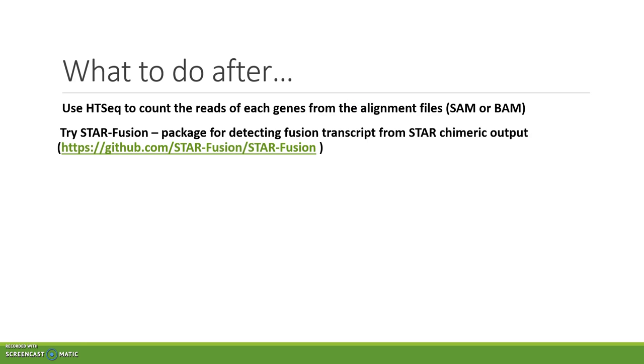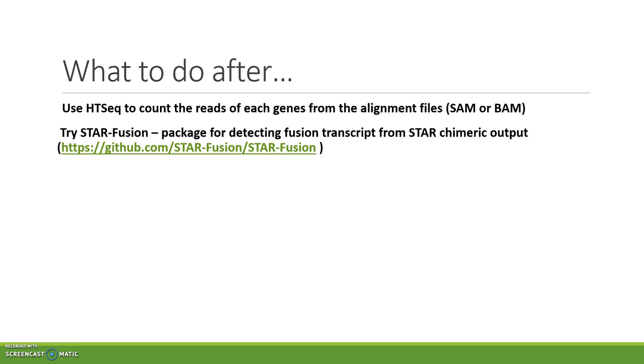So it's very important to look at the summary file and to see if you are able to trust the alignment output. If you feel comfortable with the alignment file, you can perhaps then use htseq to count the reads of each gene from the alignment files. Or you can also try STAR-Fusion, which is a package for detecting fusion transcripts from STAR chimeric output.